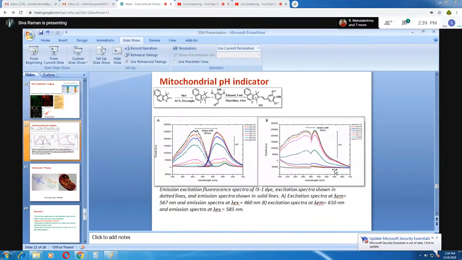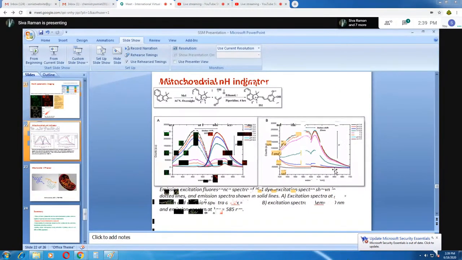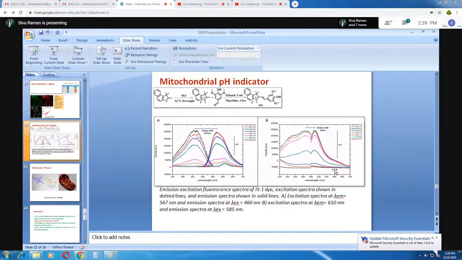Then I told you about the mitochondrial pH changes, which we also studied. I'm not going to elaborate on it, I just gave that slide. It is a ratiometric image, the ratiometric fluorescence.